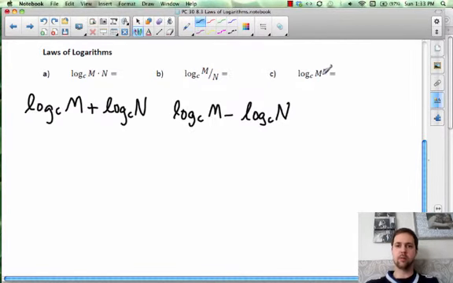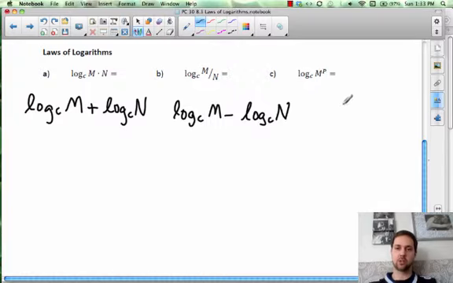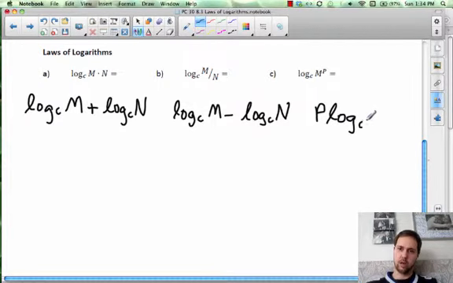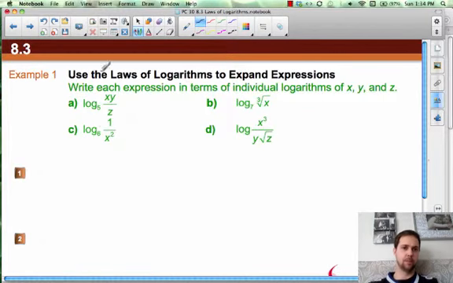Now the logarithm of a power, we can write by taking the exponent and multiplying it as a coefficient of the regular logarithm of whatever base was here. So we have p times log base c of m. Now let's get a little practice applying some of these laws.